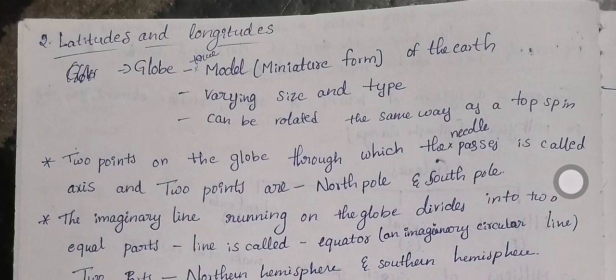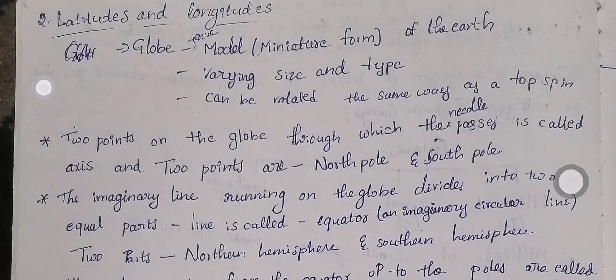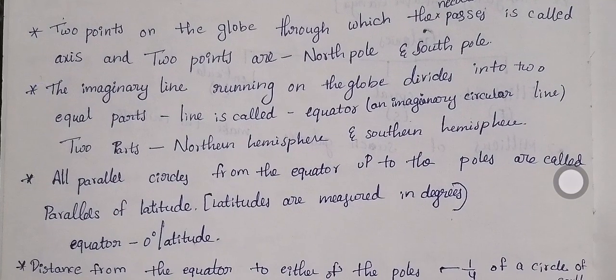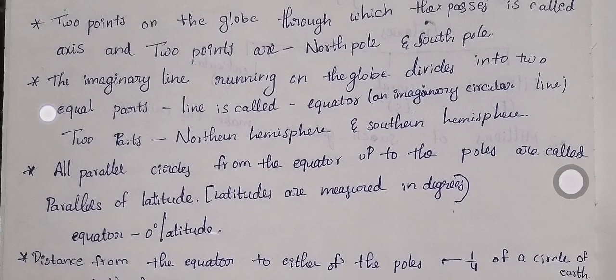If you observe the globe, there are two points on the globe through which a needle passes. That line is called the axis. The two points are the North Pole and South Pole. Next, if you draw an imaginary line running on the globe which divides the globe into two equal parts, that line is called the equator. It is an imaginary circular line, and the two parts are the northern hemisphere and southern hemisphere.